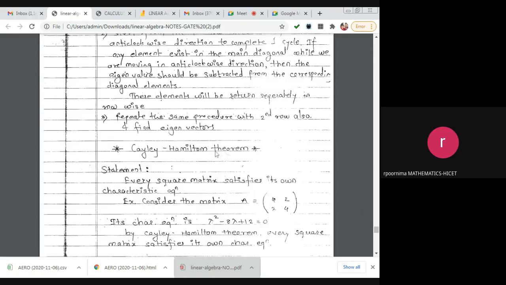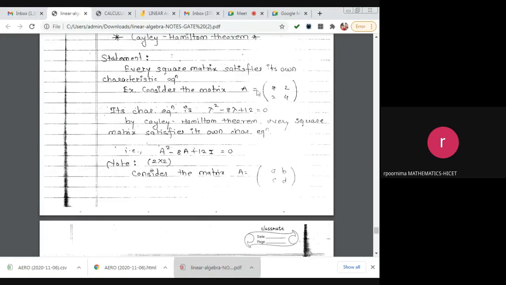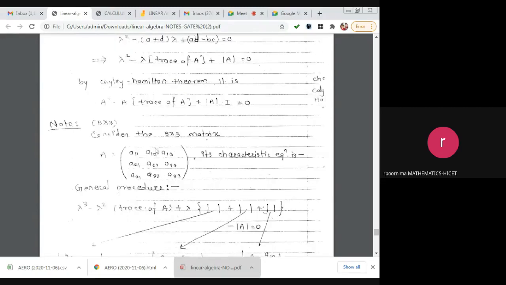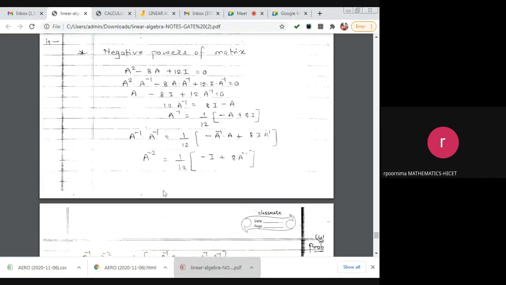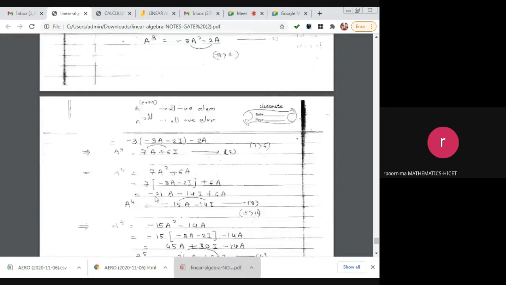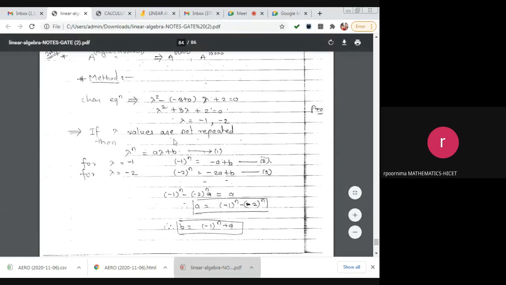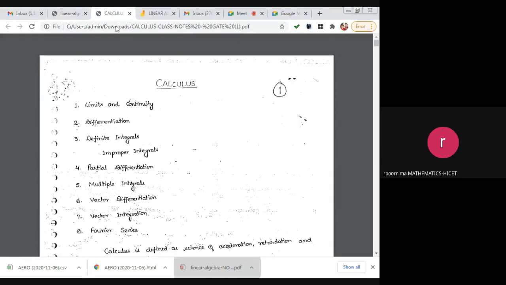The last one is the Cayley-Hamilton theorem. Every square matrix satisfies its own characteristic equation. That is the Cayley-Hamilton theorem. So you need to find the characteristic equation, then you replace lambda with A and you will get that equation. From that equation, you need to find your inverse term, which you already studied in your syllabus. So we just move on to our next topic.